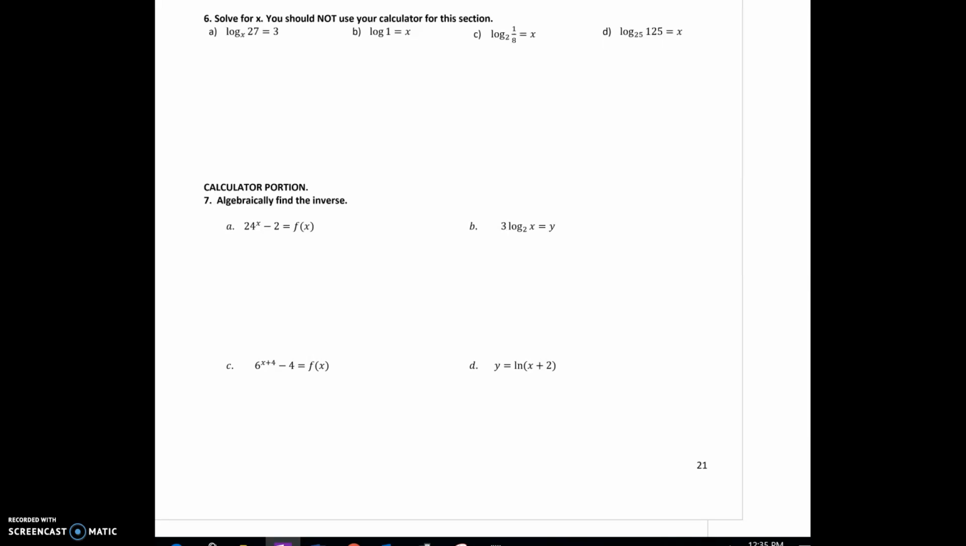All right, here we go again. So starting with problem 6, we're going to be solving for x. What we're going to be doing on these problems, and the idea is we are not using our calculator, this will be on the non-calculator portion of the test, is that we aren't as comfortable with logs. So the idea is trying to figure out what x is. We want to turn these into exponents.